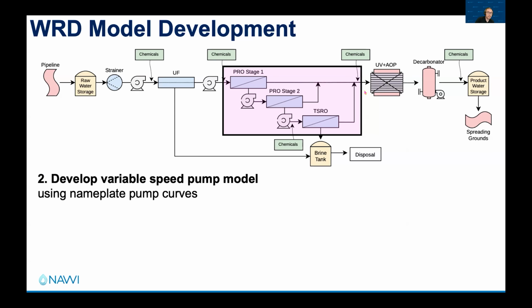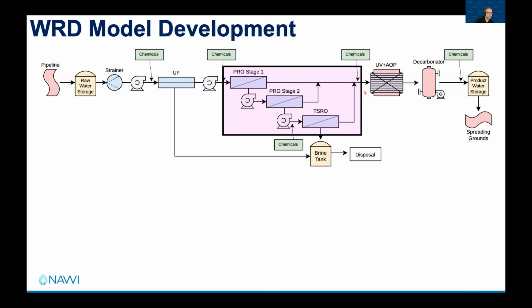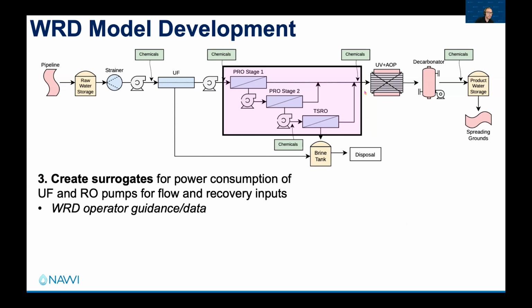Now we want to develop a variable speed pump model using the nameplate pump curves that we got from WRD. They were very nice, and provided us pictures of the actual pumps they're using in the facility, and also the pump and speed curves for each one of those. So we implemented that in our WaterTAP model, and then we created surrogates for power consumption of all of the pumps for flow and recovery inputs. The range we used for this came from the WRD operators' guidance and from what we saw they were typically doing in the data we received.